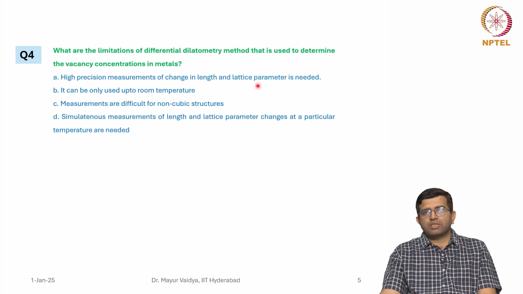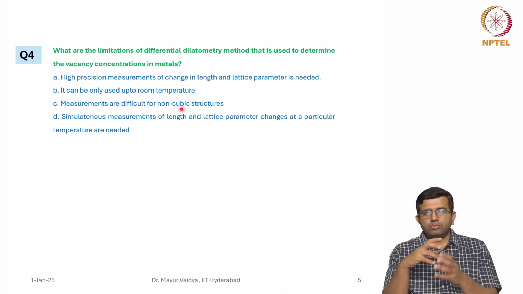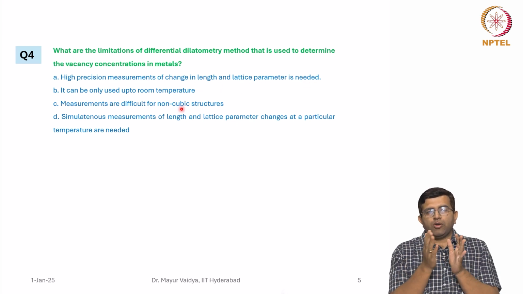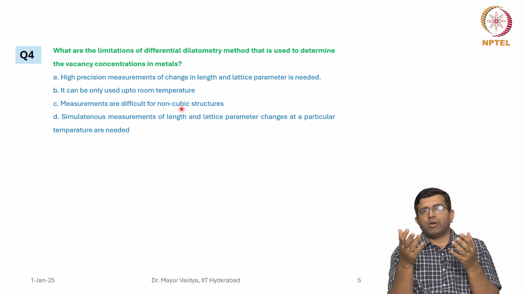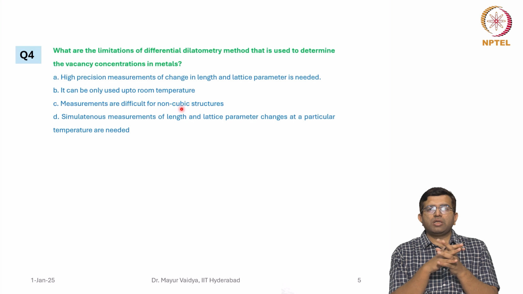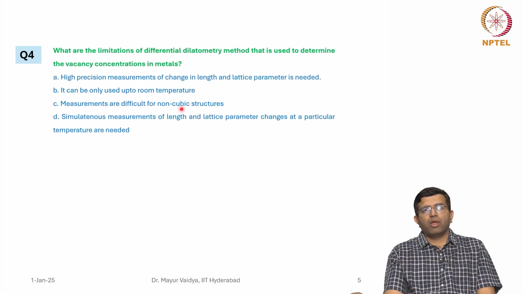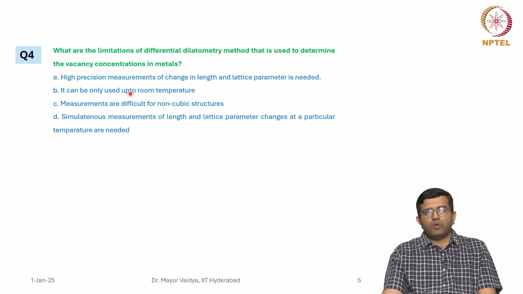That is correct. This is a limitation because in differential dilatometry the vacancy concentrations are in the range of 10 power minus 4, and the change in lattice parameter or length is of very small order. So, you require high precision measurements of these changes if you want to measure the vacancy concentration correctly. The second option is it can be only used up to room temperature. This is wrong. It can be used up to higher temperatures also.